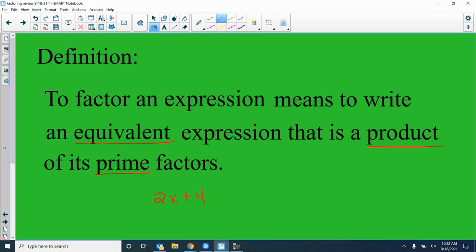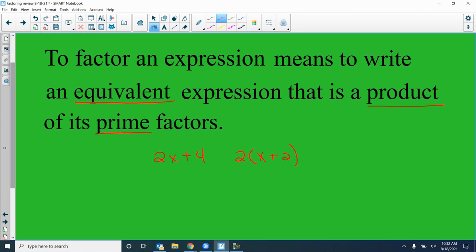2x plus 4 factors into 2 times (x plus 2). This is factored because it's a product. It's equivalent. If I distribute the 2, I get the same thing. And it's prime factors, which means these cannot be simplified any further. So right there, that would be an example. Now we're just going to hit some of the main types of factoring.